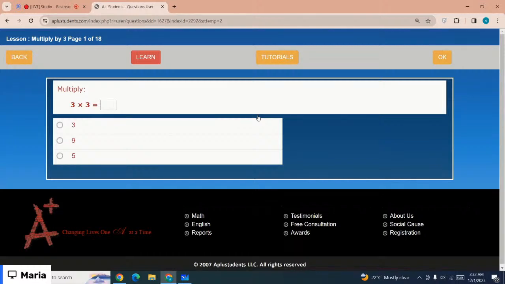Okay, that is 3 times 3. 3 times 3 equal 9. The correct option is 9. Very good.